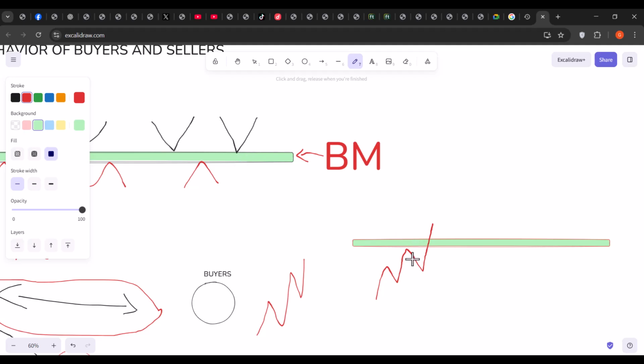But then if they are not able to do that and price breaks above it like this, that is giving an indication. Guys, pay close attention to this word. It's going to help you a lot. This is giving an indication that what? Price wants to go up. Price wants to go up. Indication that what? The buyers from down over here are pushing price up.